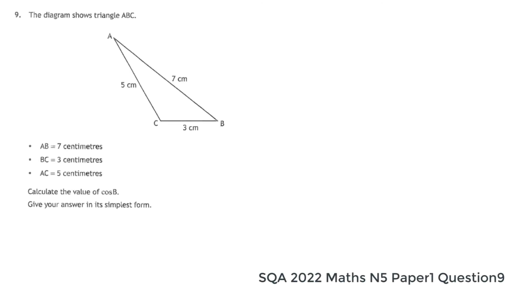So here we have question 9. Triangle ABC, we're told the lengths of the 3 sides, and we're asked to calculate the value of cosine of B. Now that would imply the cosine rule. Now remember, in this paper, paper 1, you don't have access to a calculator.